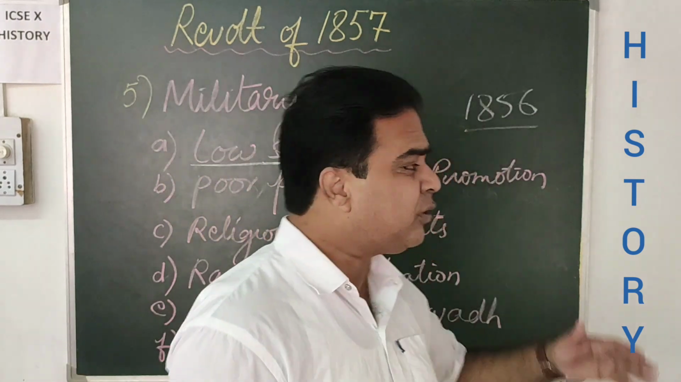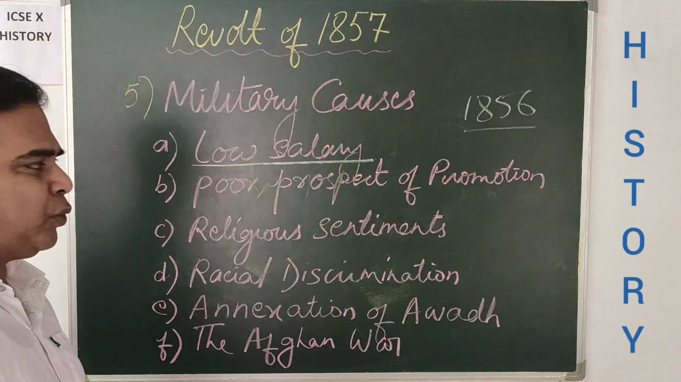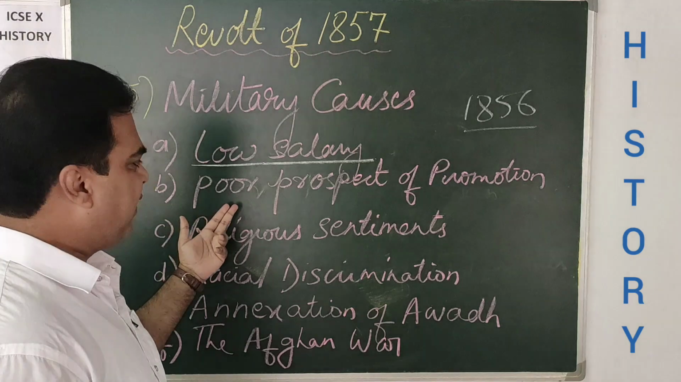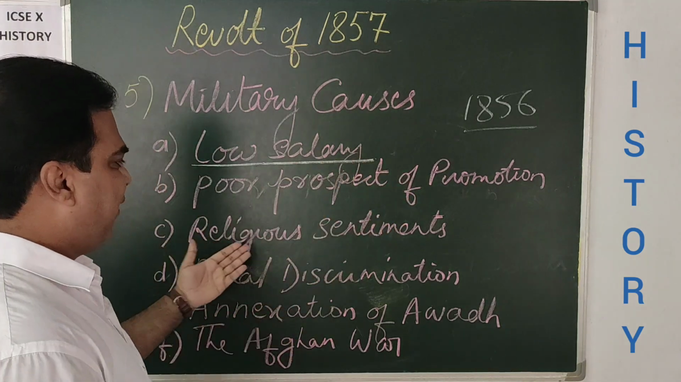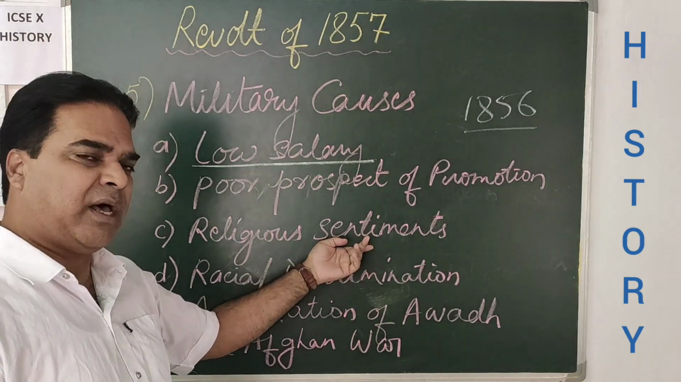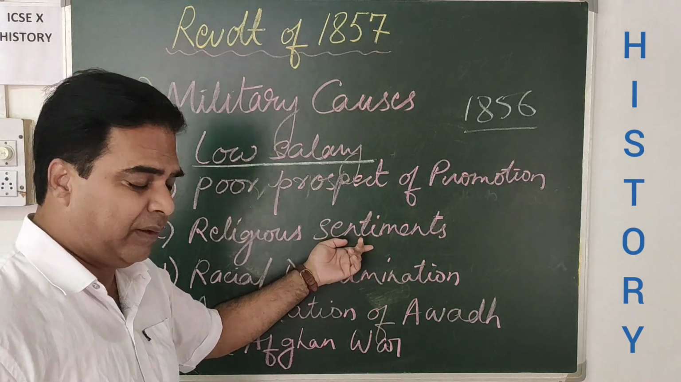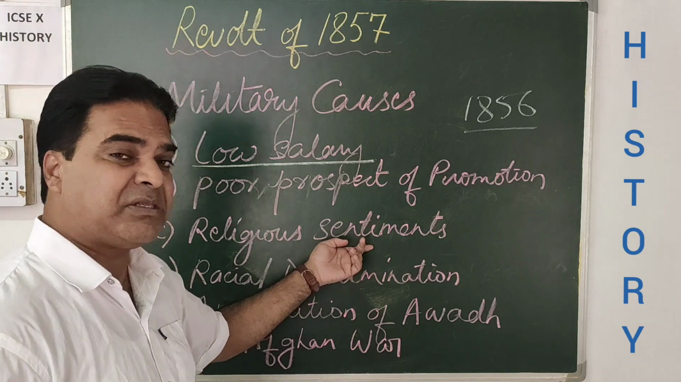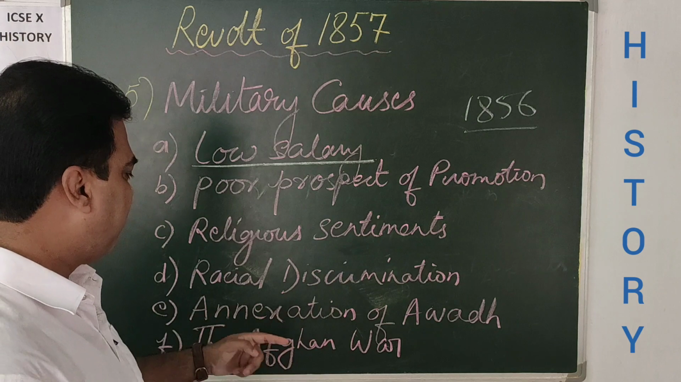Now this is all about the military causes. So hope you understood it. So once again, low salaries, they were paid very low. Poor prospect of promotion, they could hardly reach the post of Subedar. Religious sentiment, they were asked to cut their beards, and they were even asked to go to distant lands. According to the new act, the General Service Enlistment Act, they could be sent to any part of the world.